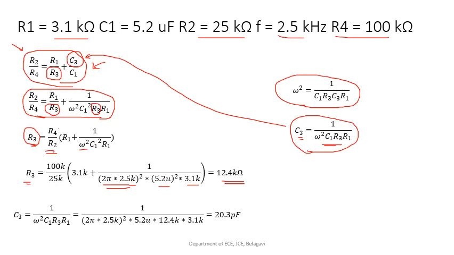Now we also want to find C3, so we will use this equation. C3 is equal to 1 divided by omega square C1 R3 R1. Substitute all these values and you'll get around 20.3 picofarad.